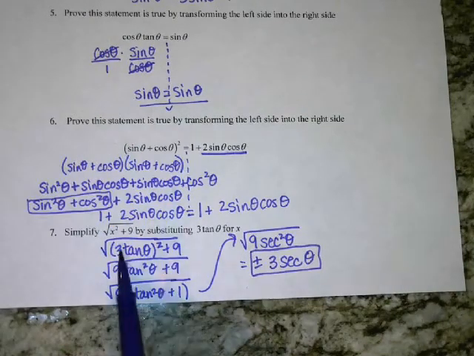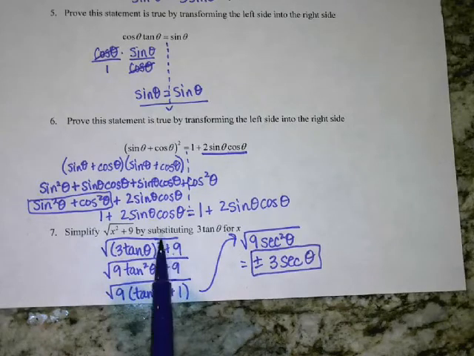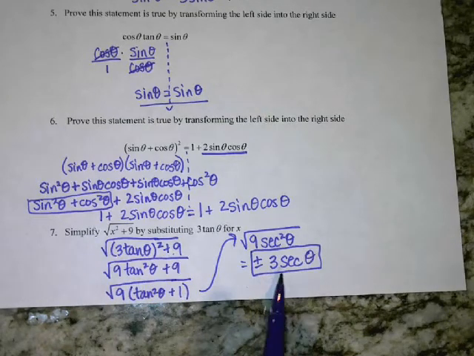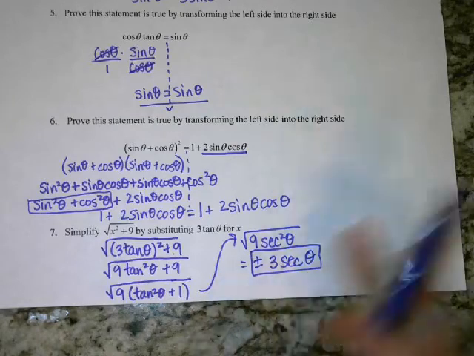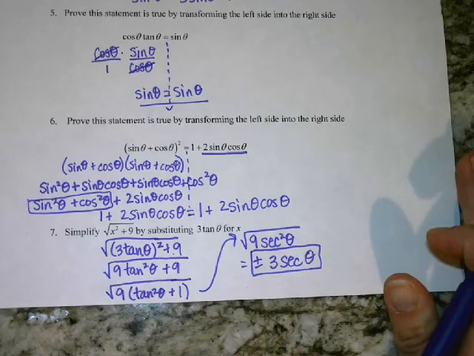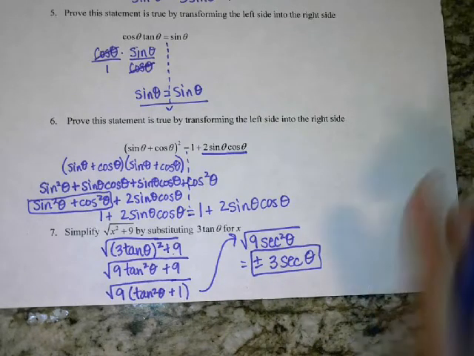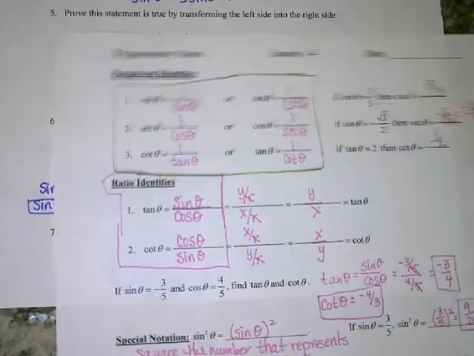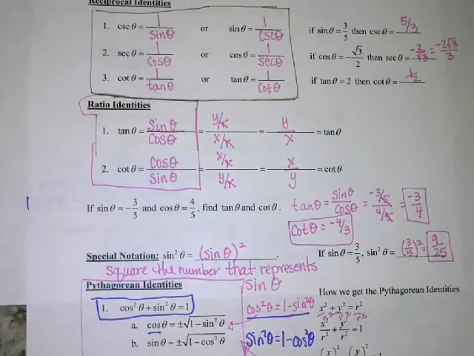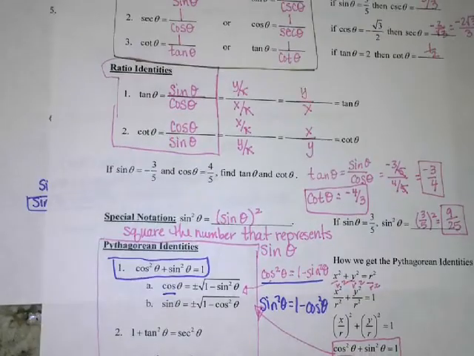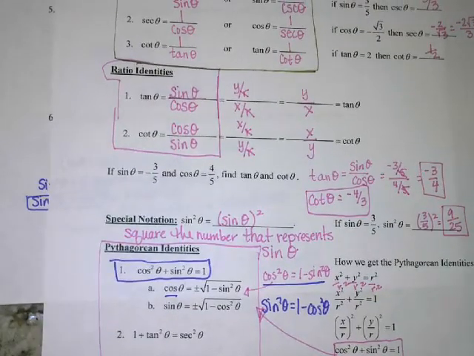So we started out with the square root of 3 tangent squared plus 9, taking the square root, and I ended up with plus or minus 3 secant of theta. Okay? Again, I'm going to say it again. You got to memorize those identities. Okay? Anything that I put a box in on the last set of notes, your reciprocal identities, your ratio identities, your Pythagorean identities, you have to know them, and it'll make it ever so much easier.